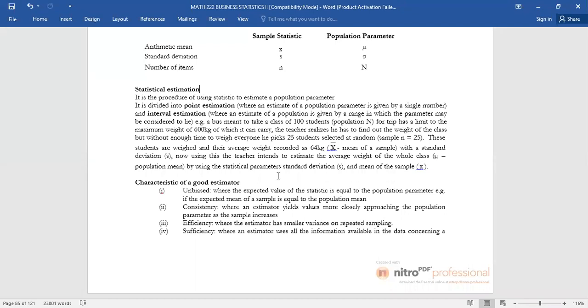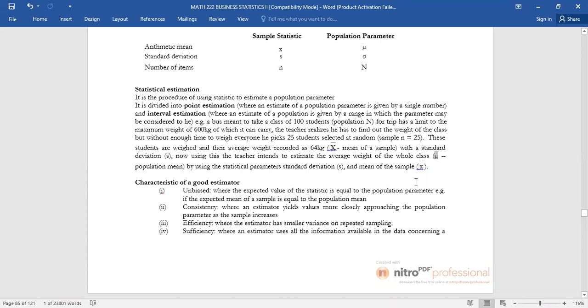So now using this, the teacher intends to estimate the average weight of the whole class. So the average weight of the whole class will be our mean for the population, which is denoted by mu. So by using statistical parameters, our standard deviation and the sample size will be able to give us this.